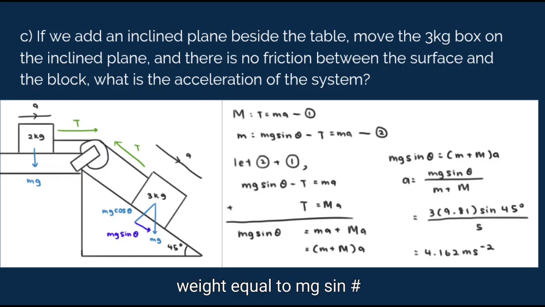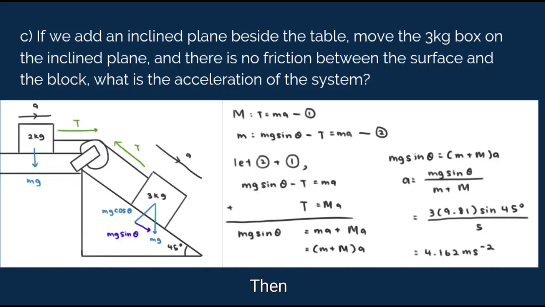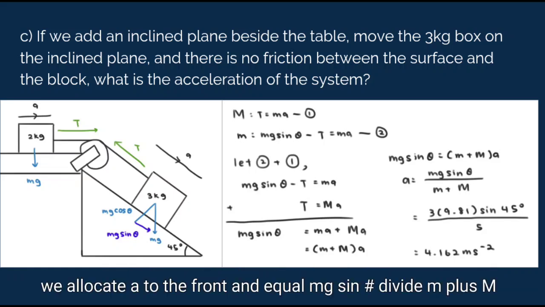Weight equals mg sin theta. Let equation 2 plus equation 1. mg sin theta minus ma equals ma. Next, mg sin theta equals ma plus ma. We can simplify the equation by putting brackets around m plus m, then times a. Then, we move a to the front and it equals mg sin theta divided by m plus m.